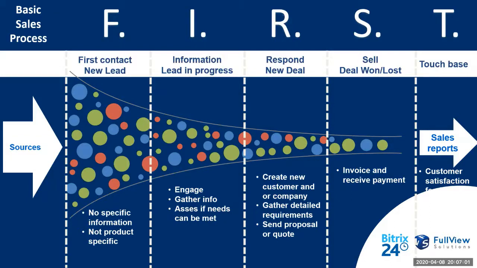So if you use the word FIRST, the F is for your first contact, I is where you gather a bit more information, R is when you respond with either your pricing or your proposals, S is where it's actually sold, and then the T for your touch base to make sure you manage the relationship with your customer.